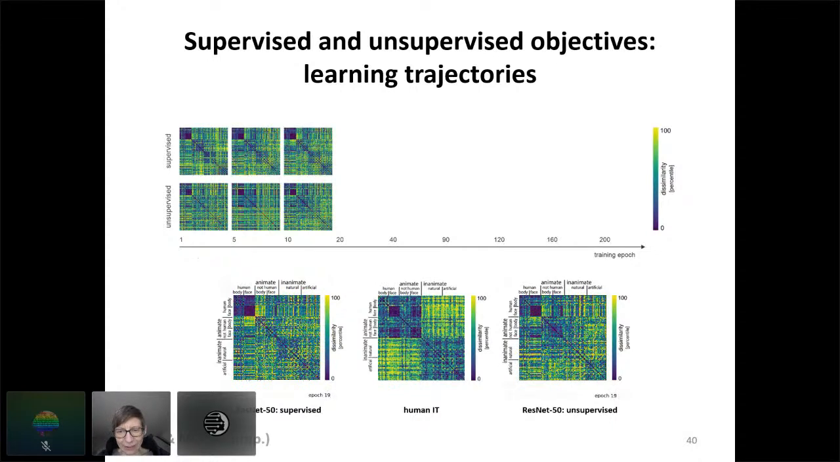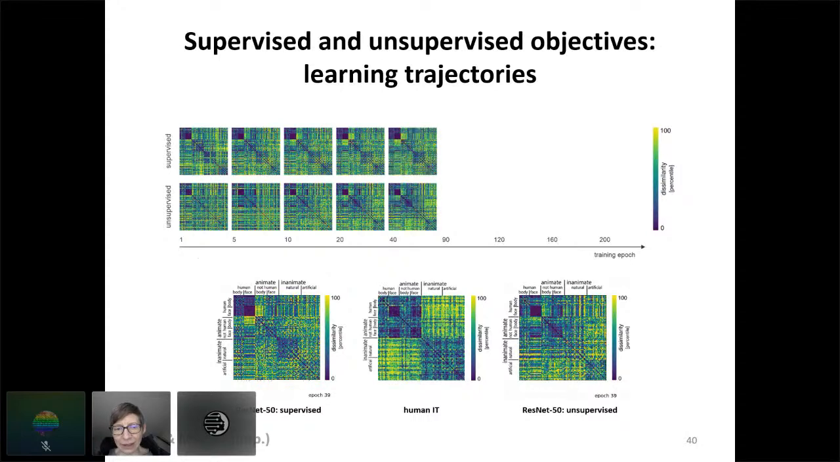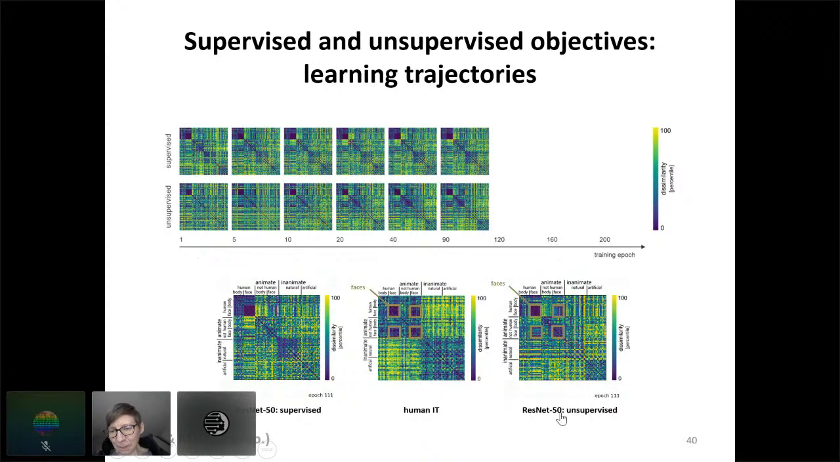And what we can see is that there's quite early on different representations in the networks trained with these different learning objectives. So in human IT, we can see this cluster of faces, not just human faces, but also animal faces and pairs of human and animal faces. And we also see this in the unsupervised network. We don't really see that in the supervised network. And that's important to notice, right?